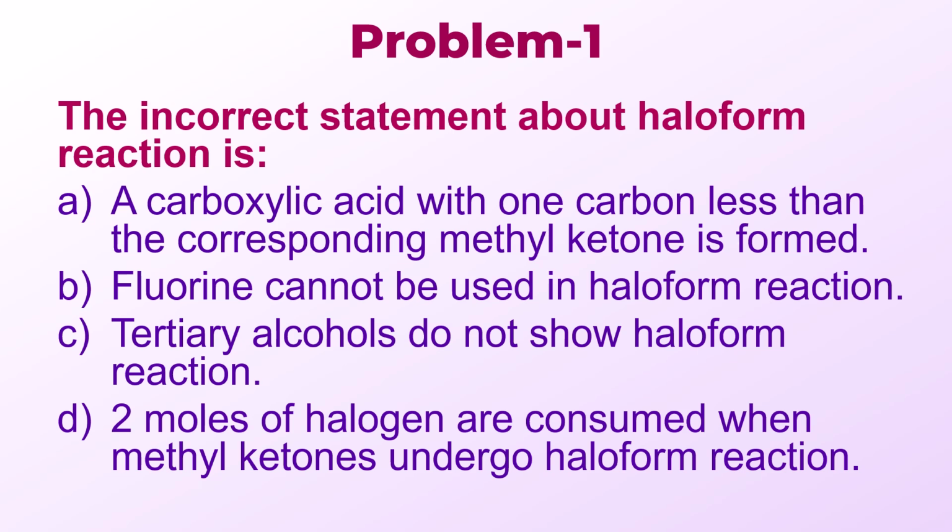This is problem 1. You have to choose the incorrect statement about haloform reaction. Option A. A carboxylic acid with one carbon less than the corresponding methyl ketone is formed. Option B. Fluorine cannot be used in haloform reaction. Option C. Tertiary alcohols do not show haloform reaction. Option D. 2 moles of halogen are consumed when methyl ketones undergo haloform reaction.